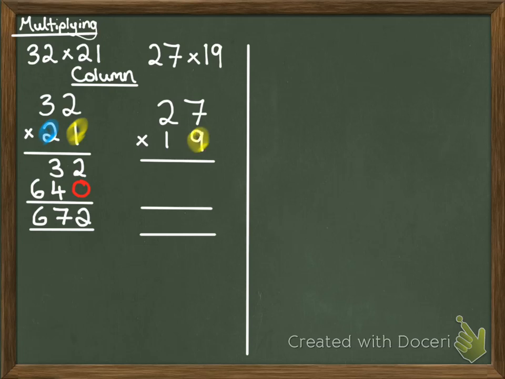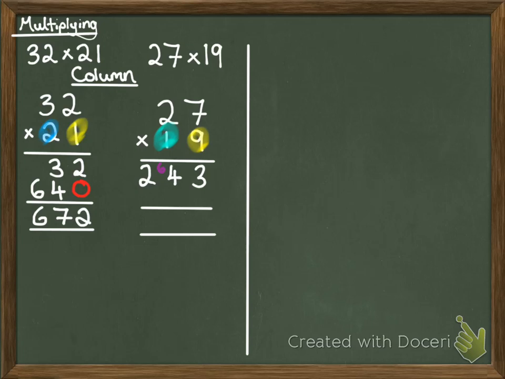We do 9 times 7 to give 63. Now, I've highlighted it in purple here, but usually we draw a little small 6, and because that's in the 60, we have to put that in the tens column, and the 3 goes down into the units column. We then do 9 times 2 to give us the 18, but we also have to include the 6, so that gives us 24.